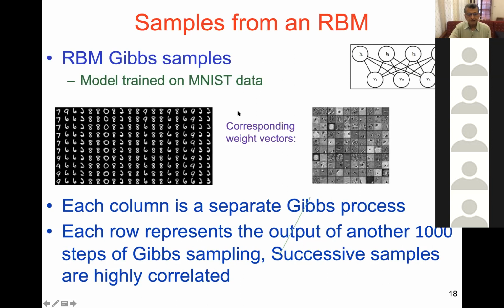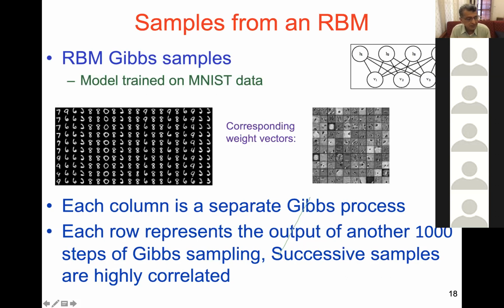These are samples actually. Each column is a separate Gibbs process, top to bottom. Each row represents the output of another 1,000 steps of the Gibbs sampling. Successive samples are highly correlated. So we are showing that we're generating these values going from one to the next, to the next, and then of course we generate new ones.